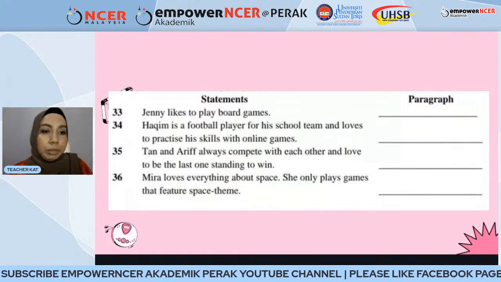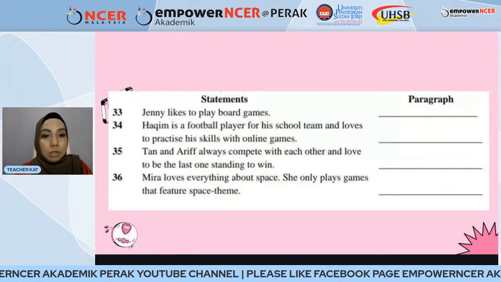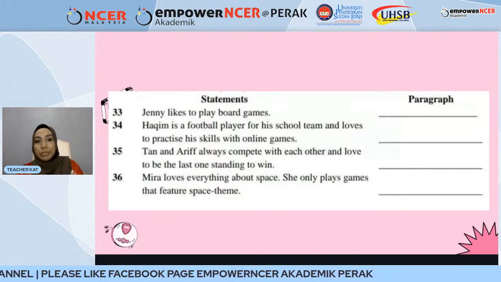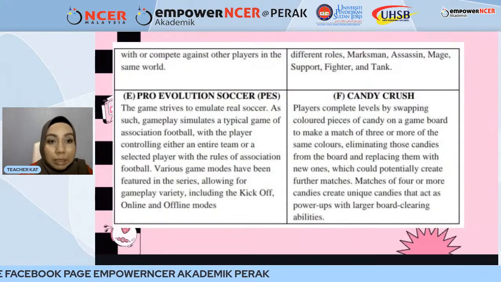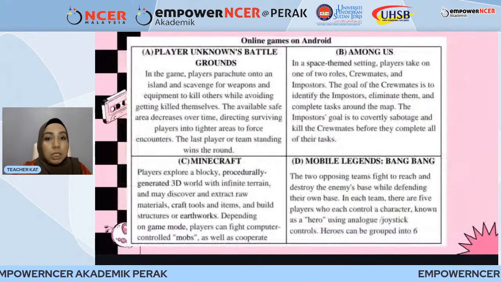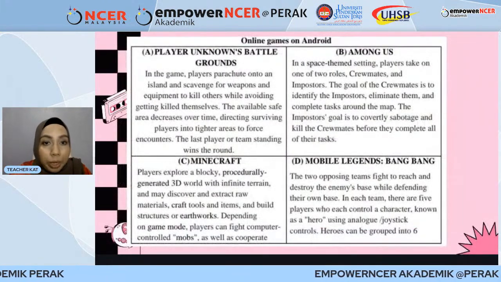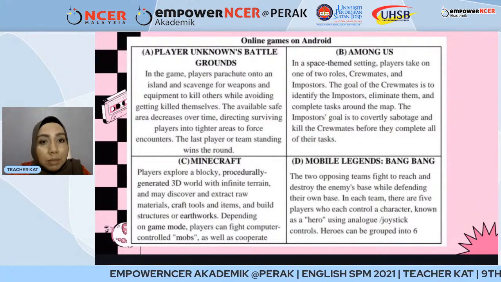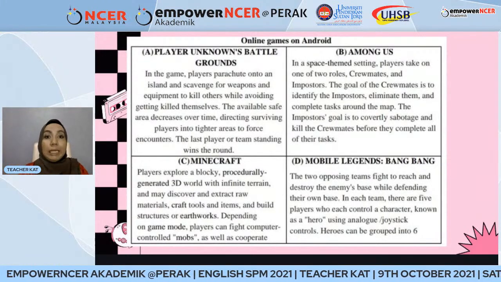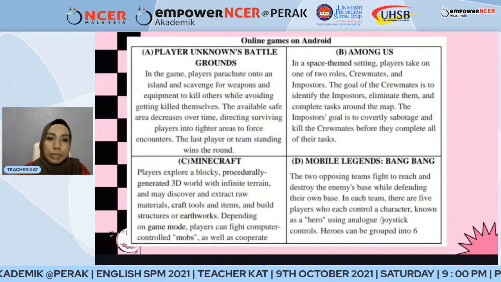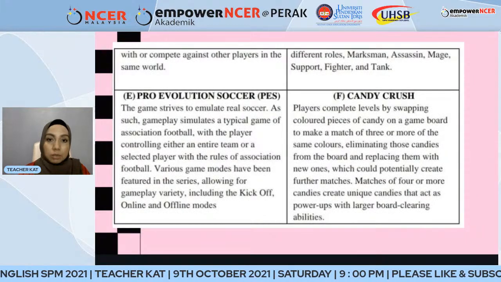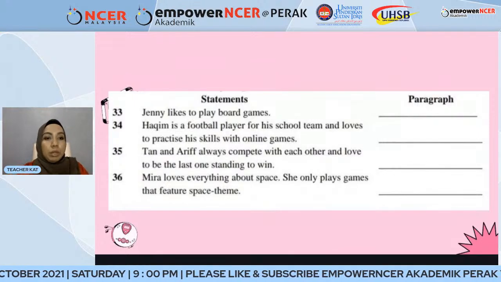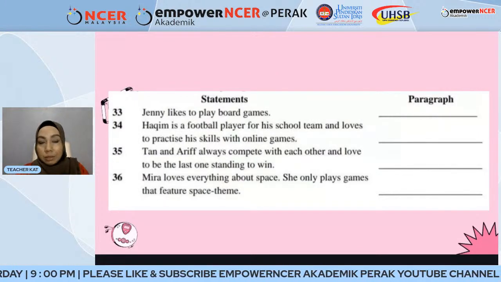Okay, for the last one, Mira loves everything about space. She only plays games that feature a space theme. So our keywords here are space theme. Space theme is actually B, Among Us. Okay, where does it say that? In the first sentence, in a space theme setting, so it's clearly stated there. So you write down the paragraph for the answer is B. So 35 and 36 B. Okay, so that is the first part.